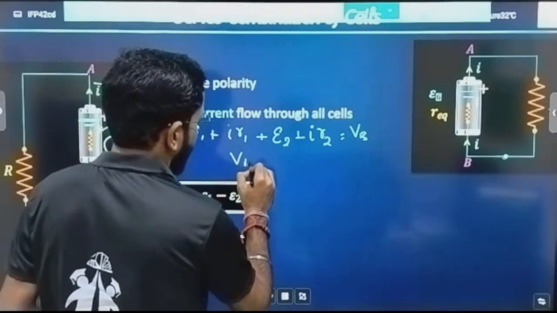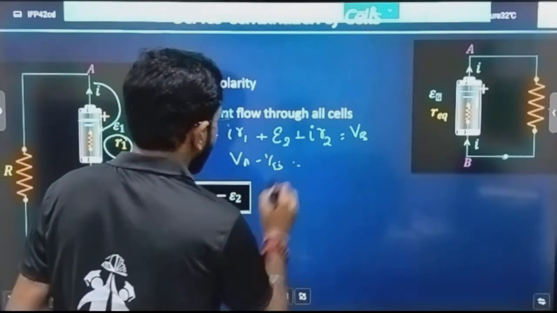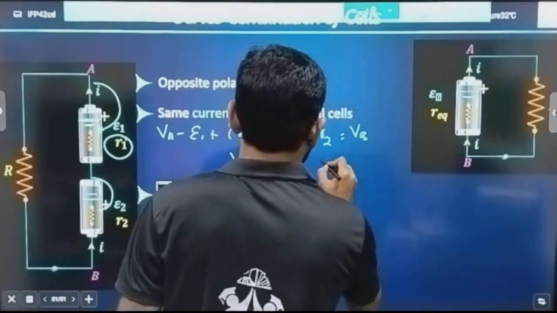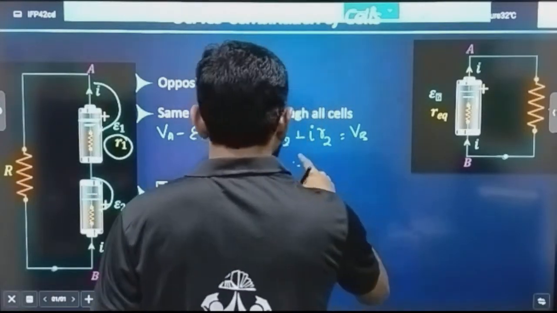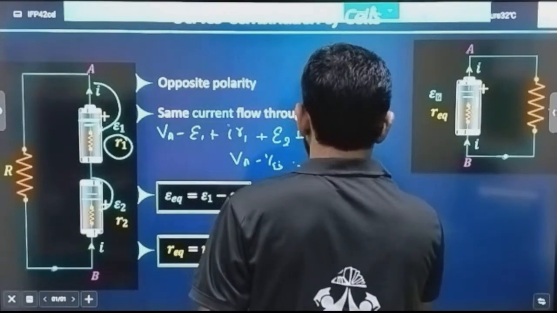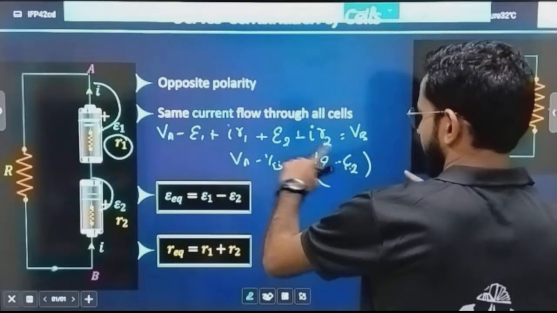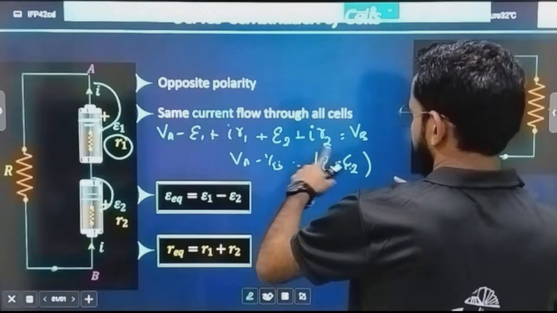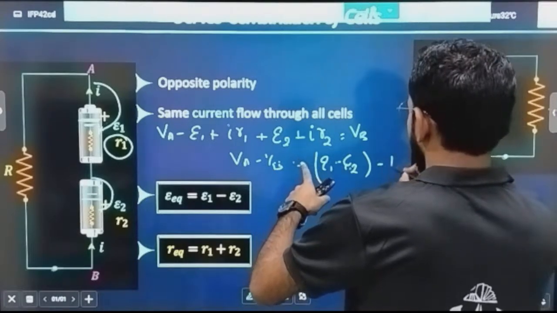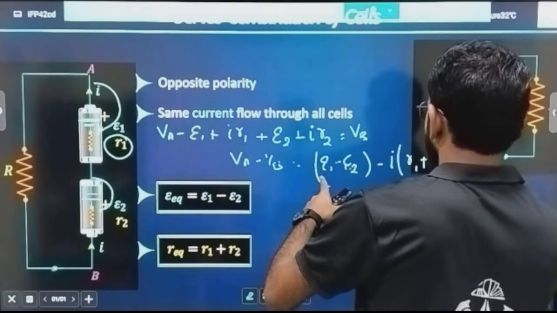Now what will I do? I will write VA minus VB is equal to, now check what is happening this time, changing the side, E1 minus E2, E1 coming positive here, and then the current, minus of I taking common R1 plus R2.